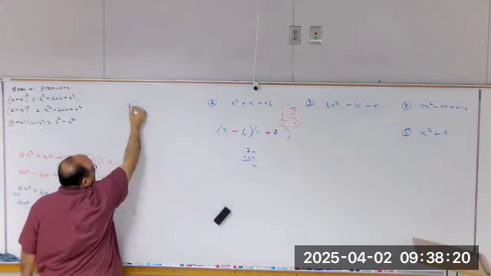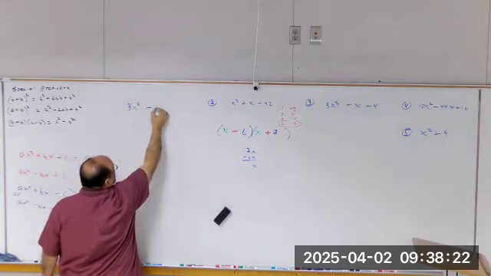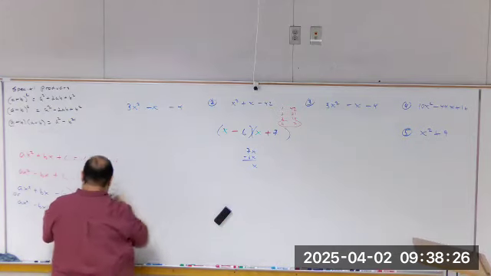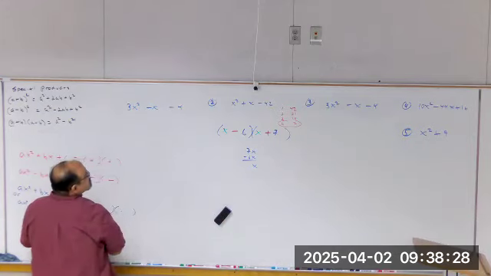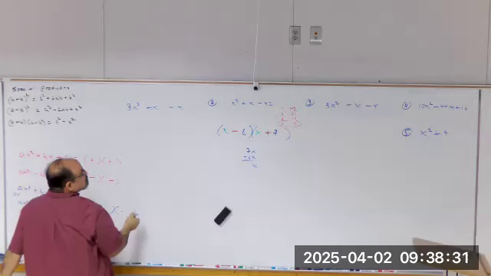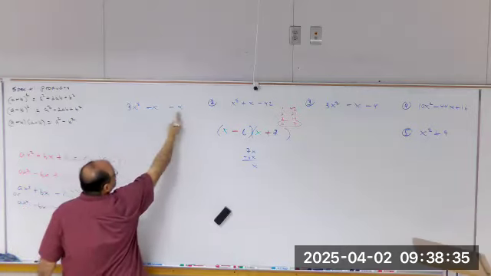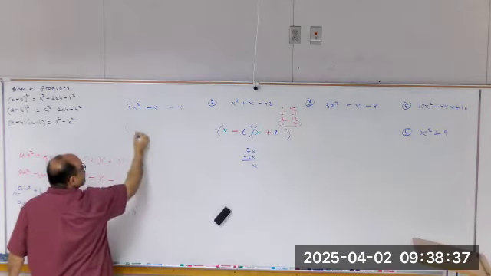3x squared minus x minus 4. Is there a common factor for any of those? Yes, no? Do they have anything in common? No. Nope. Set up the parentheses.